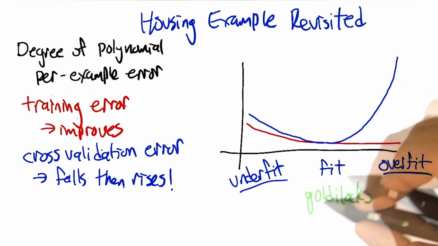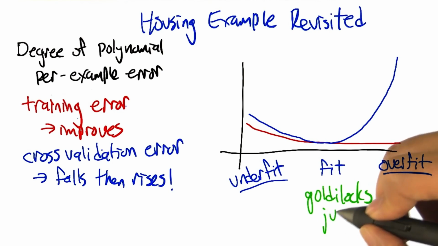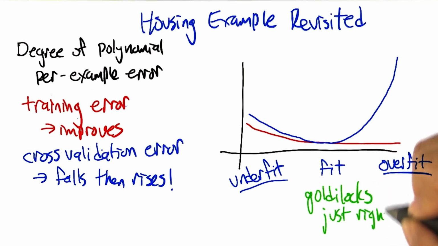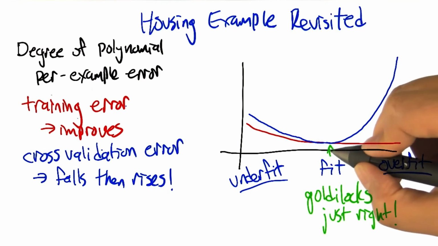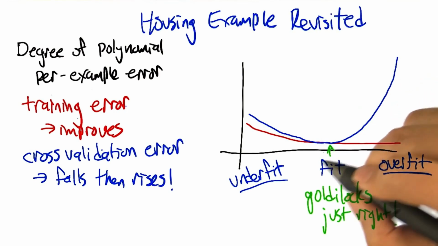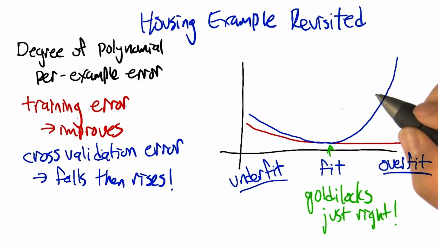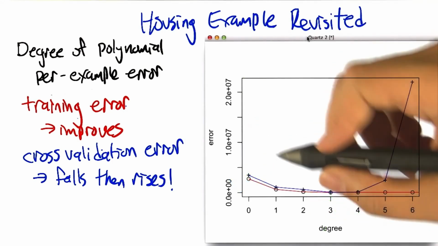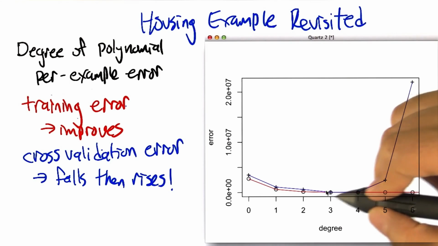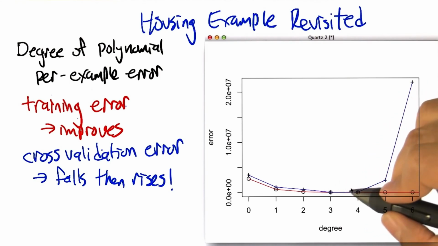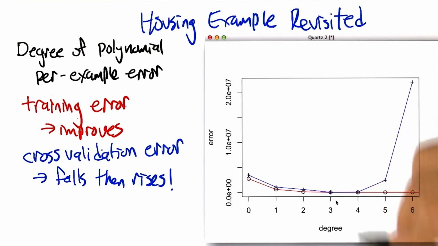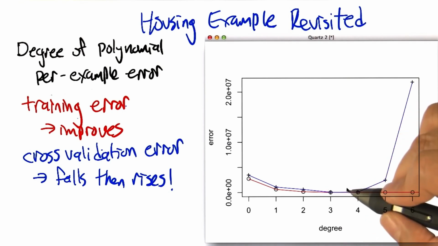And somewhere in between is kind of the Goldilocks zone, where we're not underfitting and we're not overfitting, we're fitting just right. And that's the point that we really want to find. We want to find the model that fits the data without overfitting and not underfitting. So what was the answer on the housing example? Well, it seems pretty clear in this plot that it's either 3 or 4. It turns out if you look at the actual numbers, 3 and 4 are really close, but 3 is a little bit lower. So 3 is actually the thing that fits it the best.